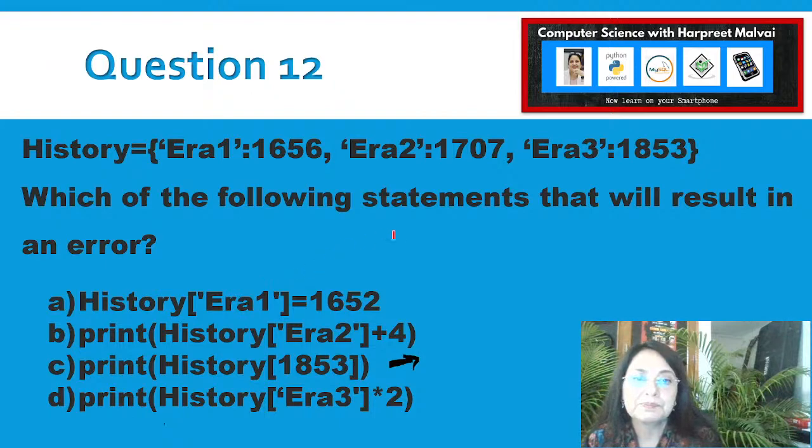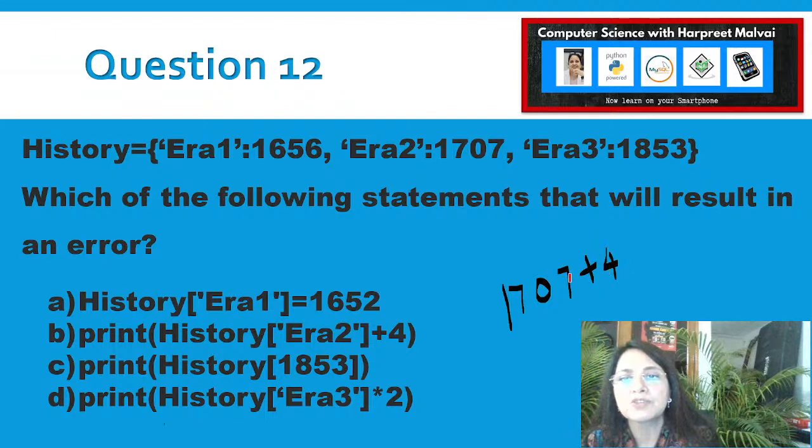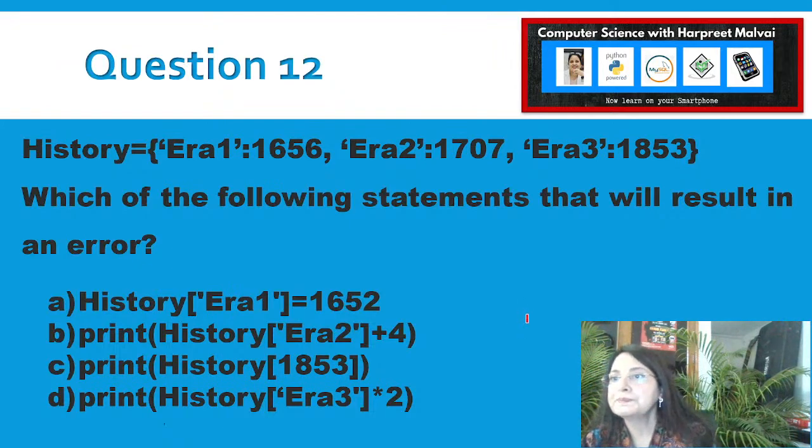And for the others, maybe you need to just quickly see this again, so that you are more familiar with why this is wrong, because the others are actually going to give you a number. So in B you are going to get era 2, which is 1, so it's going to give you 1707 plus 4. And this one is going to multiply 1853 by 2. So these two are actually going to give you the correct answers. So you need to be careful when you're answering. Yes, it is a key value pair and not vice versa.